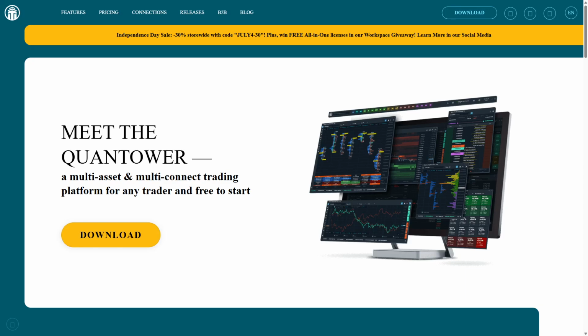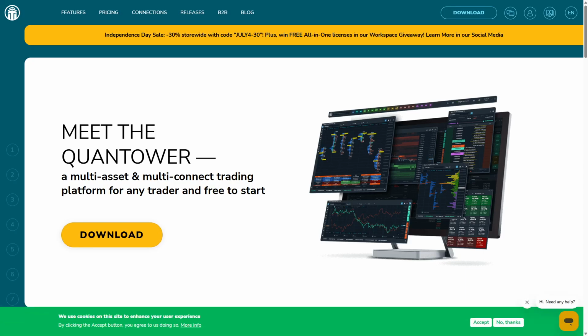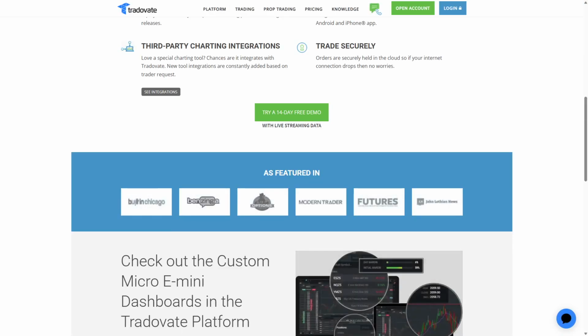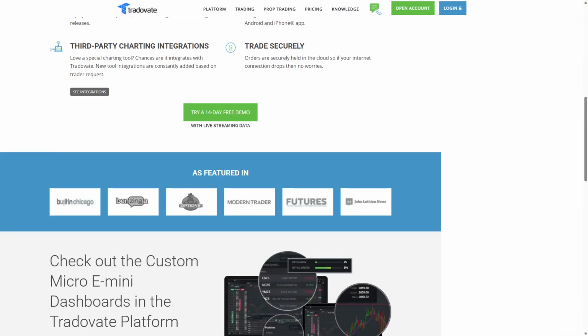Choose Quantower if you require advanced multi-asset trading tools and customization in a desktop environment for professional-grade market analysis and execution. Opt for Tradovate if you prefer a cloud-based platform focused on futures trading with easy access, low commissions, and a modern interface. Both platforms serve different trader needs, so select the one that fits your trading style and market focus best.